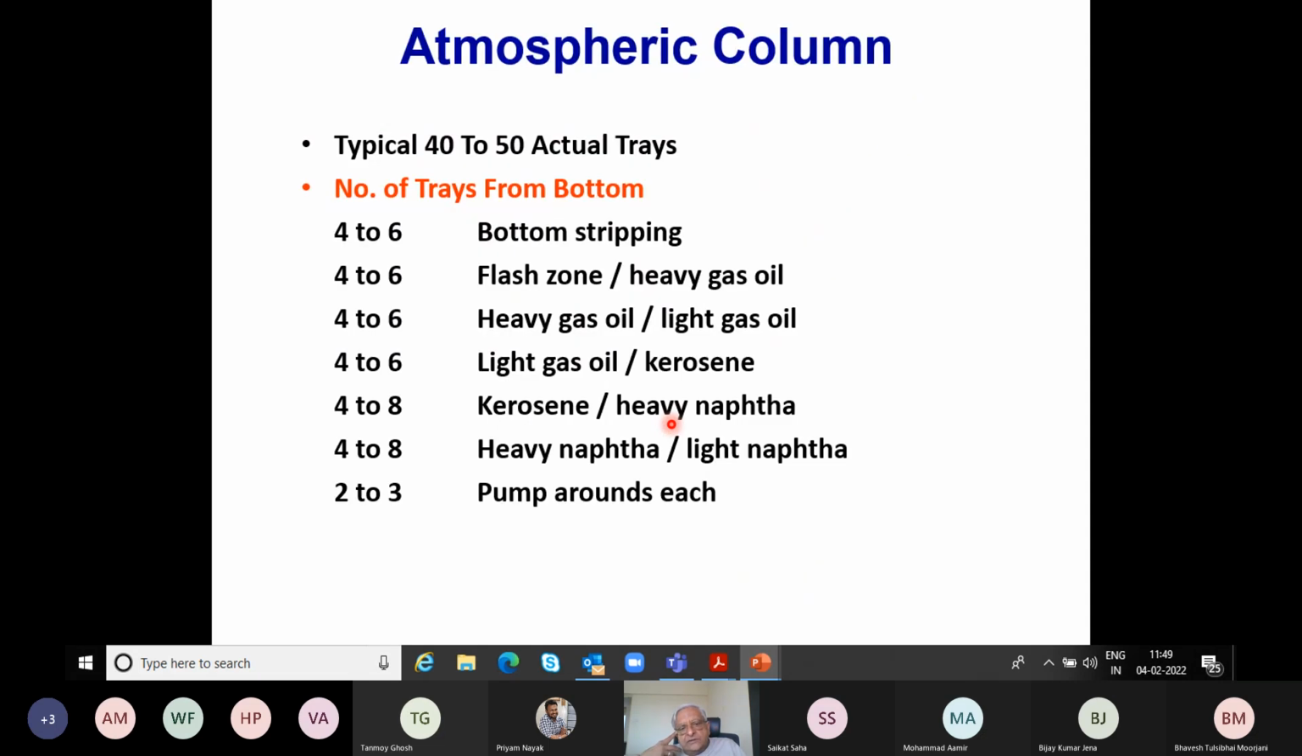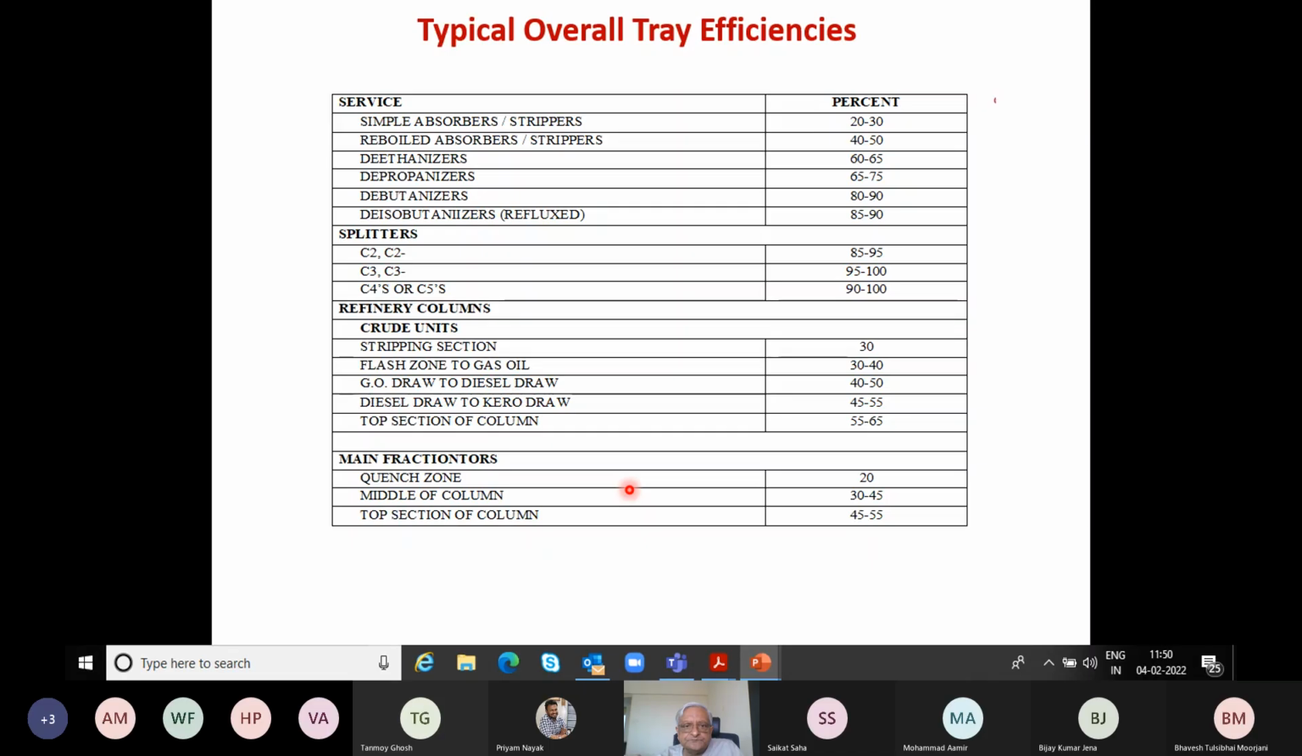Now coming on to the product zones, this just summarizes what we have discussed so far. Roughly about 50 trays are provided in the crude column. The crude column is roughly 45 to 50 meters tall, and the bottom stripping section has 4 to 6 trays. The flash zone has 4 to 6 trays, etc. Roughly between each section you have a distribution like that, and pump around is basically the heat transfer zone, so we have 2 to 3 trays there.